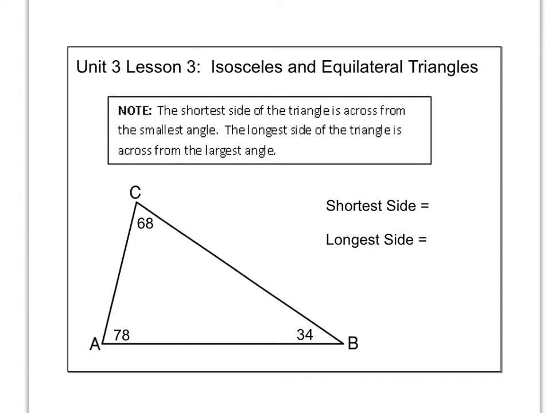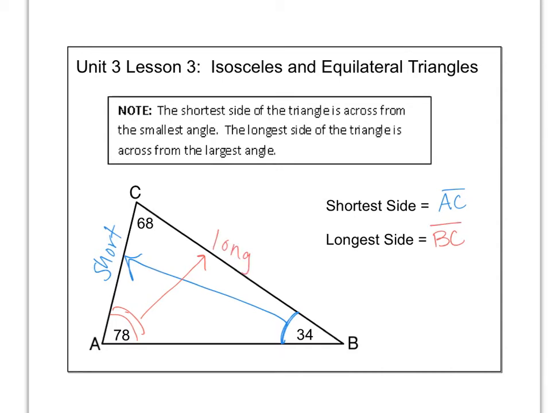So if we find the smallest angle in this triangle, it's 34 degrees. If you go across the triangle from that, that will be your shortest side. So your shortest side of this particular triangle would be segment AC or side AC. Now if you want to find your longest side, you're going to go across from your largest angle. So our largest angle is the 78. If we go across from that, side BC would be the longest side of your triangle.